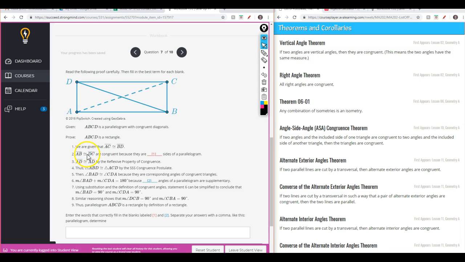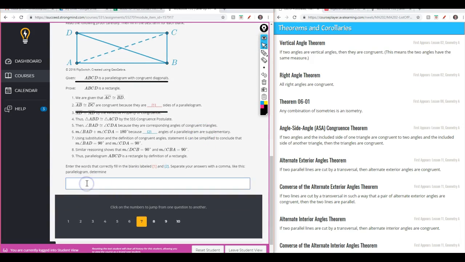and segment AB is congruent to segment DC because they are blank sides of a parallelogram. Okay, so where are they located in relationship to each other? Segment AB and segment DC, well, they look opposite each other, so they are opposite sides of the parallelogram. Opposite.